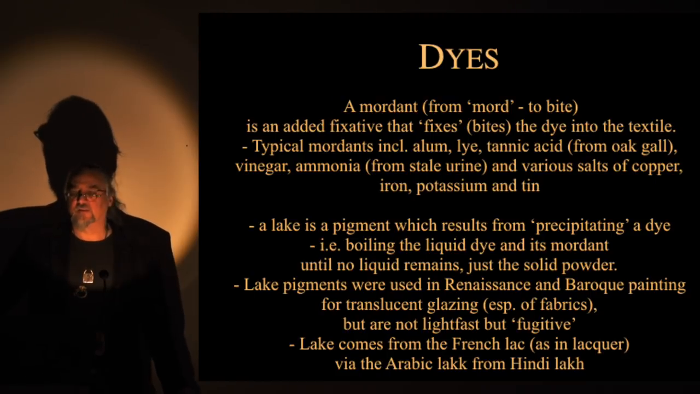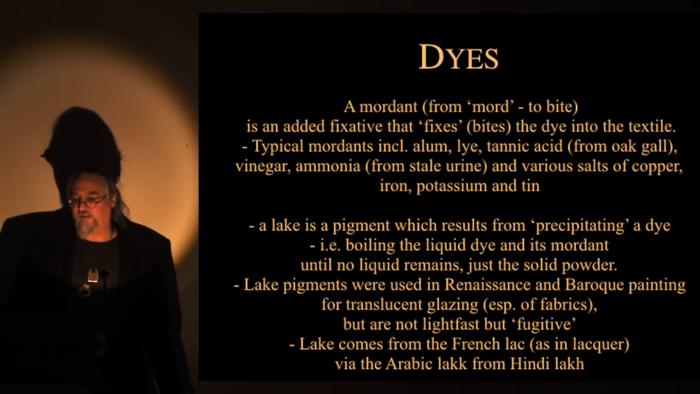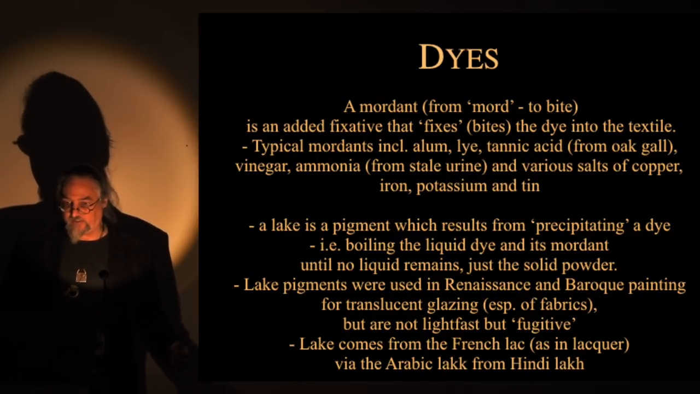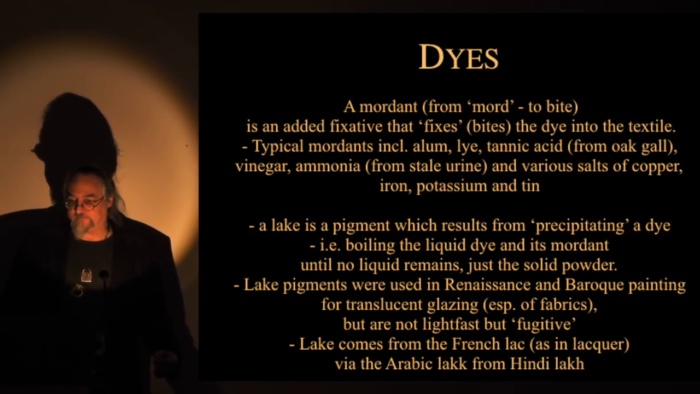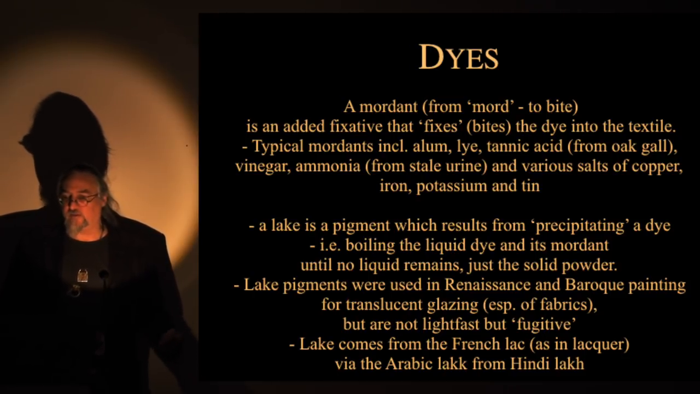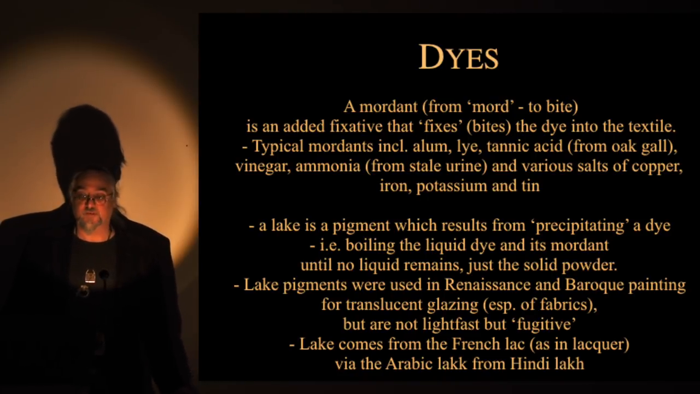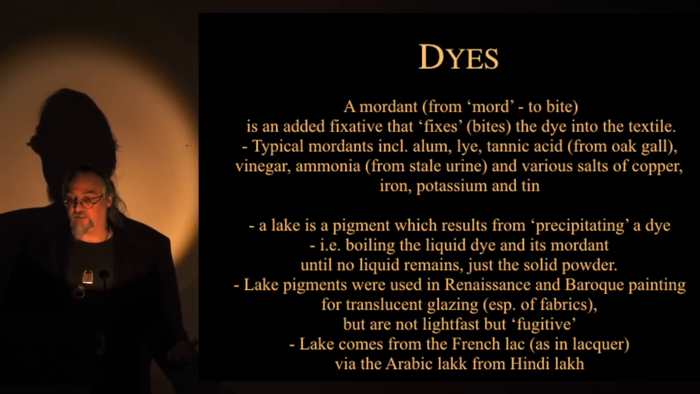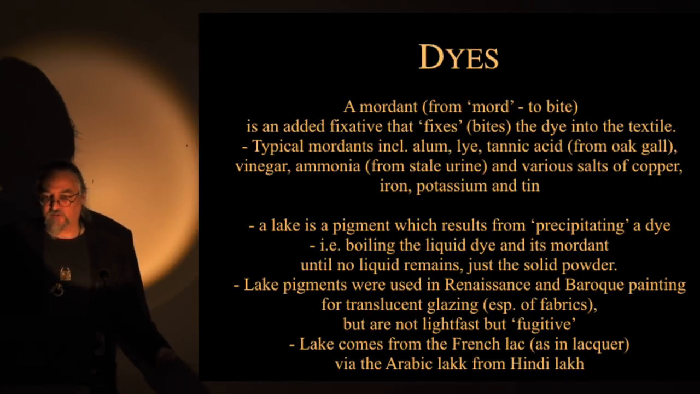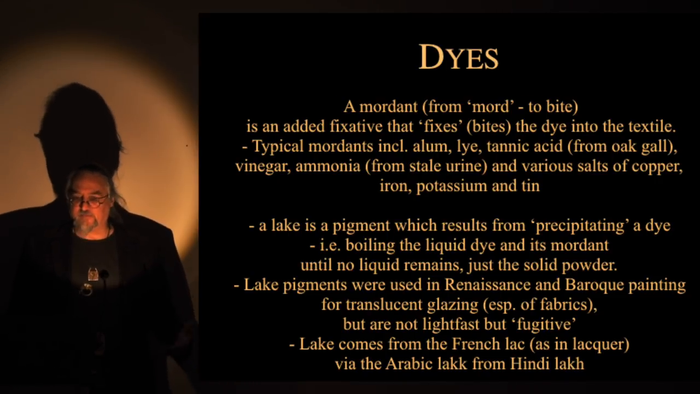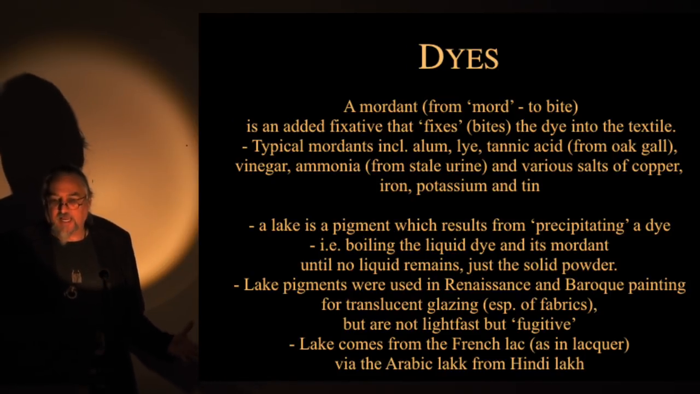Now, we have these pigments called lakes, and a lake is a pigment which results from precipitating a dye, which means boiling the liquid dye and its mordant until no liquid remains, just the solid powder. And lake pigments were then ground into oils, and they were used in the Renaissance and in Baroque painting typically for translucent glazes, especially in the creation of fabrics. But of course, the problem is that they were organic, and so they were fugitive. They're not very light fast. The word lake, incidentally, comes from the French word lac, or like laqueur, and comes to us via the Arabic lac and the Hindi lac.